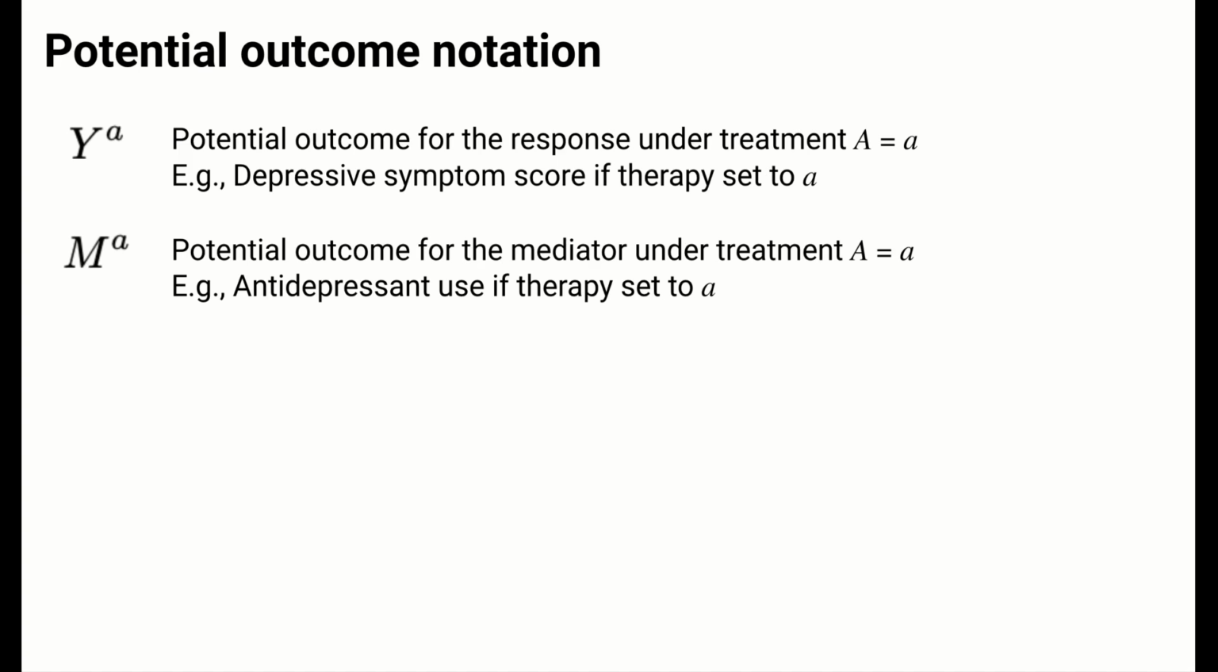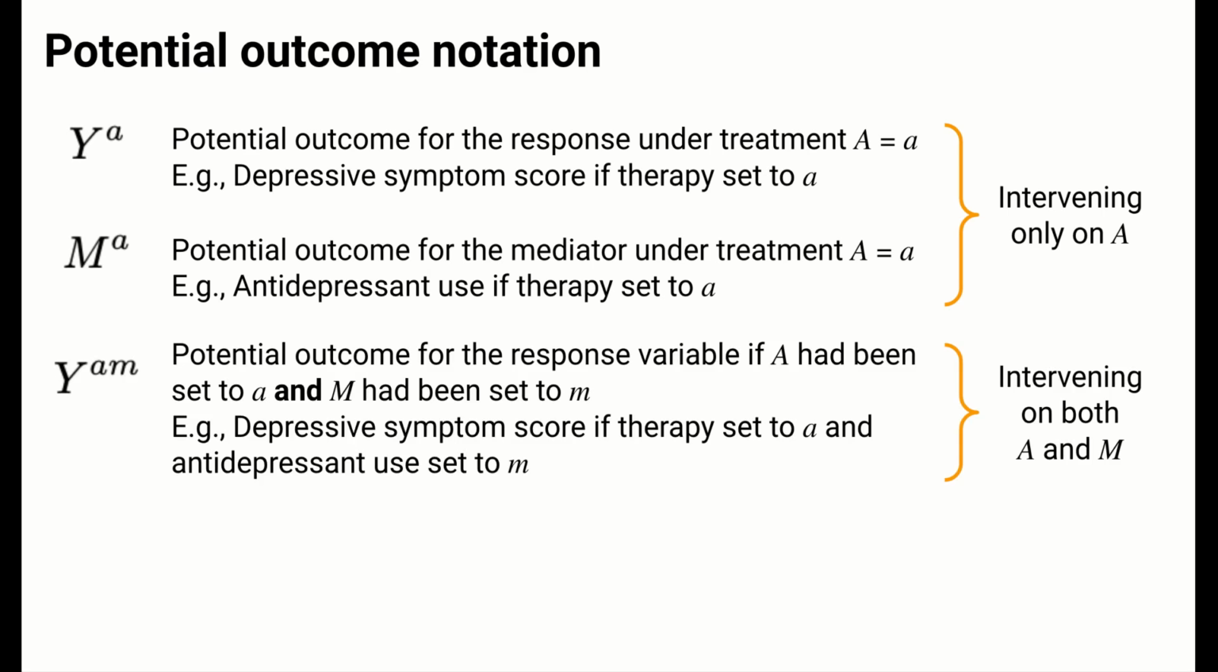To better define direct and indirect effects, we need to set up some potential outcome notation. So Y^a, as we've been using all along, is the potential outcome for the response variable Y under treatment A equal to little a. So in our example, this is the depressive symptom score that would result if everyone received or didn't receive counseling therapy. Similarly, there's a potential outcome for the mediator variable, M^a. This is the antidepressant use that would result if everyone received or didn't receive counseling. So note that Y^a and M^a both reflect interventions on only treatment.